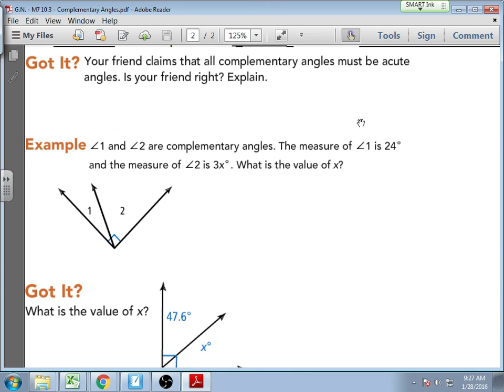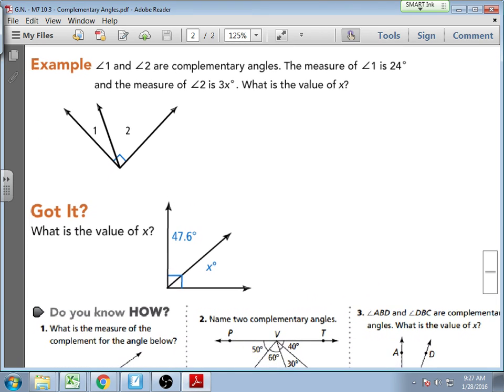Oh yeah, I tweaked these. Sorry, I tweaked the notes, so it printed weird. It went on the front part, so make sure you have it for the got it.